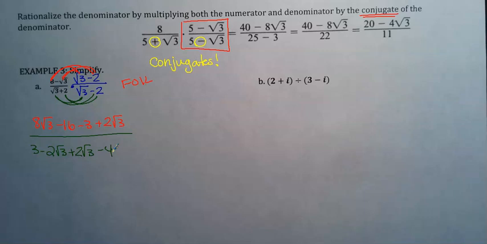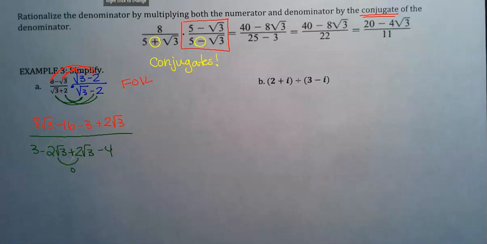All right, so the reason that we choose conjugates is because right here, negative 2 times the square root of 3 plus 2 times the square root of 3, this cancels, it equals 0. So we get rid of our radicals. There's no more radical at this point in our denominator.